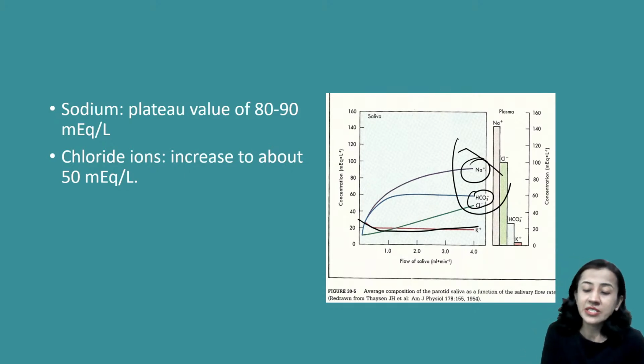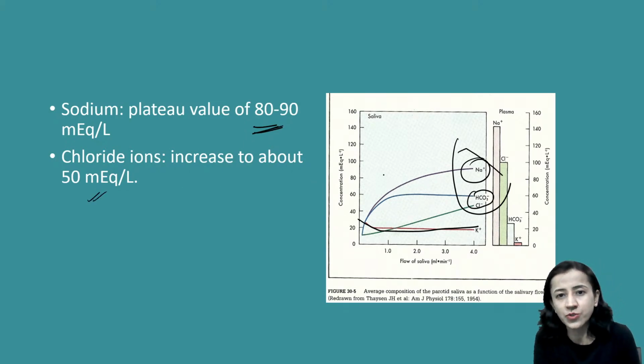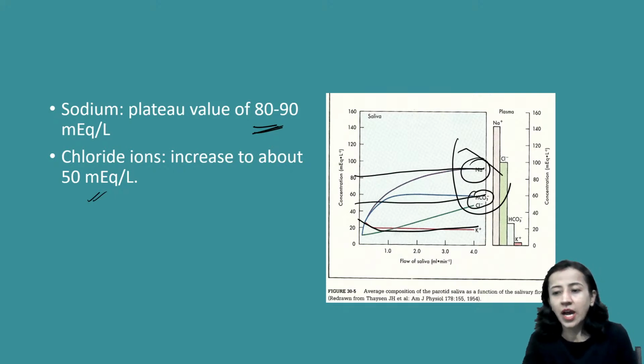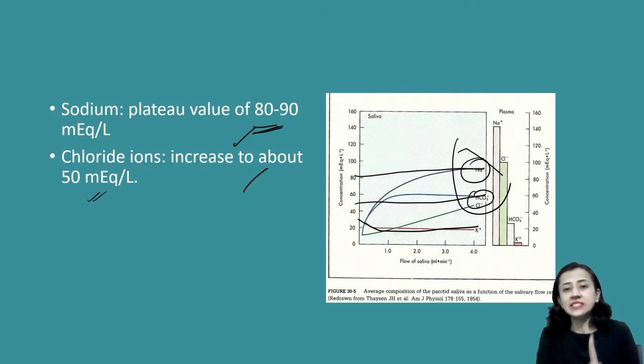Fine. So sodium concentration reaches a plateau, that is 80 to 90 milliequivalents per liter, chloride 50 milliequivalents, you can see here. Fine. Okay, now you understand why this happens. But these concentrations are always less than plasma. Why do sodium and chloride concentration increase with high flow rate?